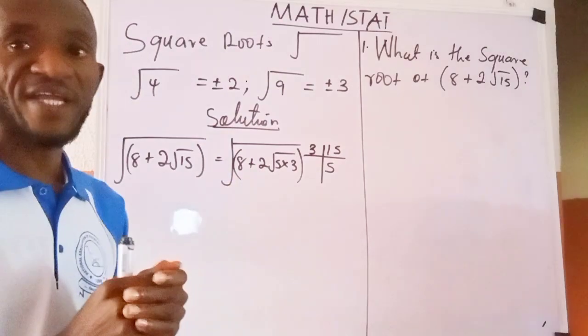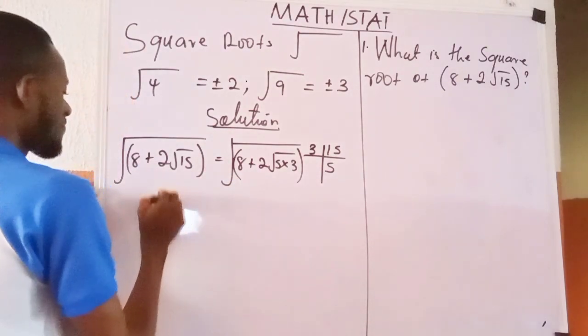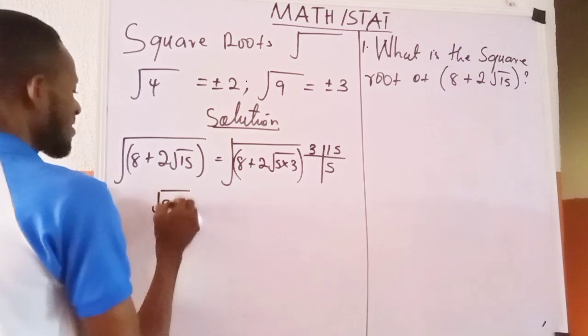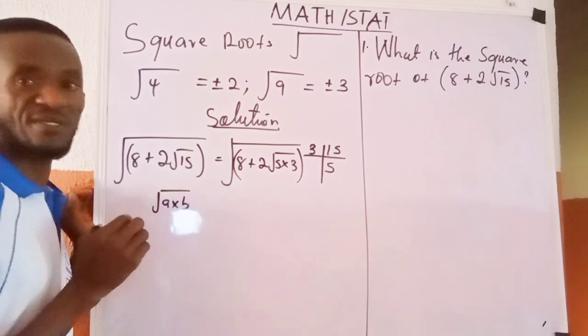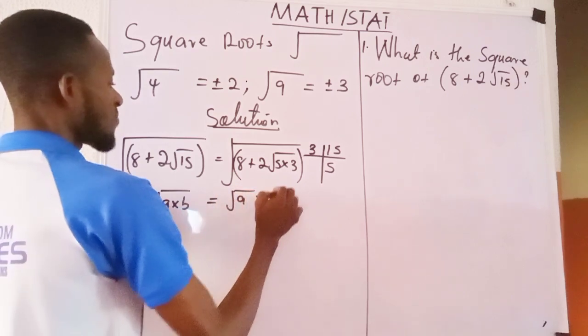Then we now move ahead again. Remember that in surds, whenever we have root of A times B, it can be written equivalently as root of A multiplied by root of B.